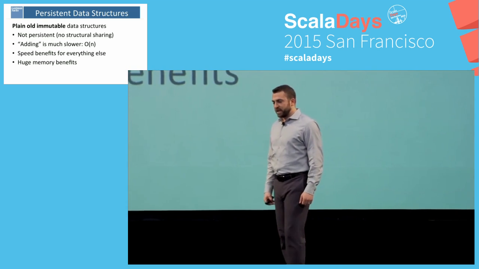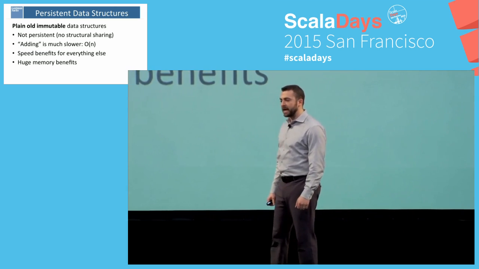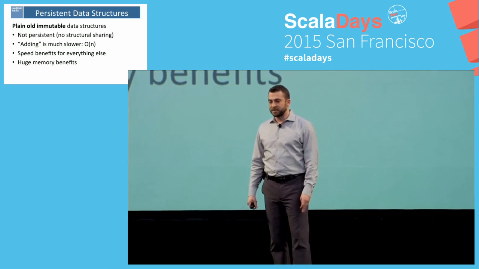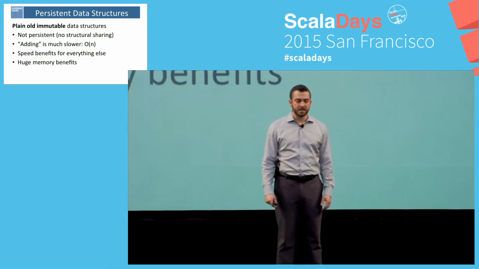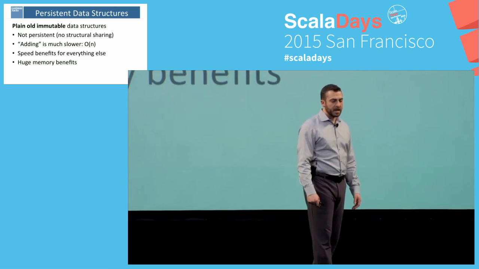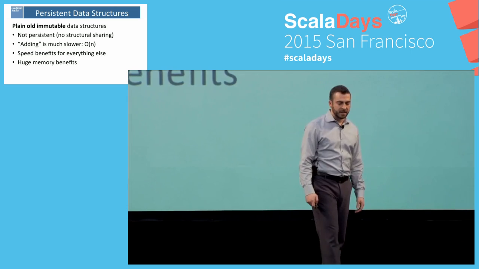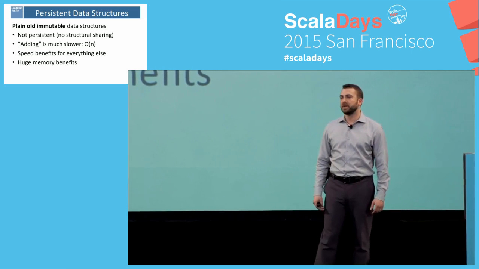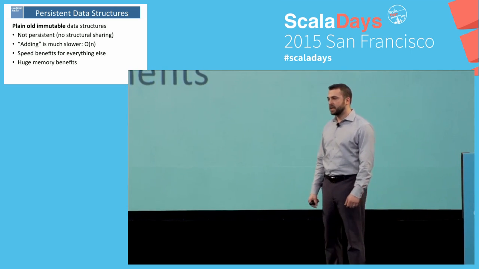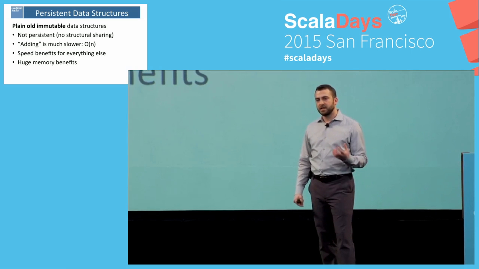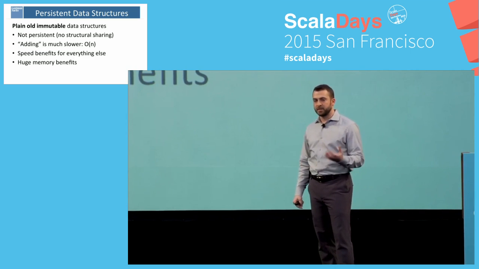So why bother when plain old immutable data structures can't support adding quickly? Well, they have speed benefits for almost everything else other than adding and removing, and there are huge memory benefits. And in the applications that I work on, the memory benefits are the crucial part. A lot of the time when you have immutable data structures, they last a long time. They could be your core reference data that lasts for the life of the VM.